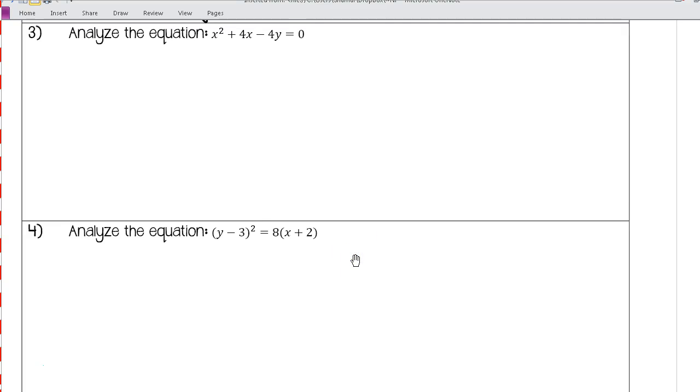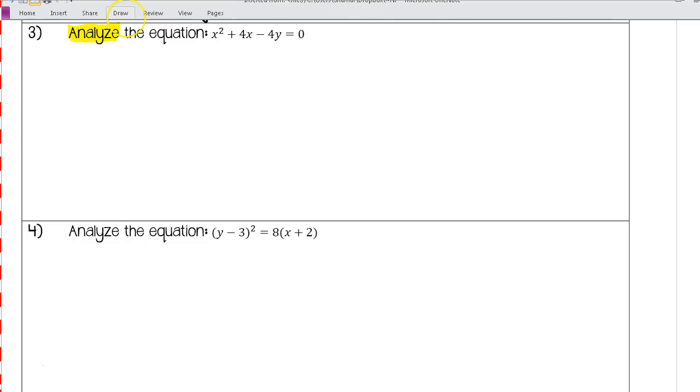And we want to analyze the equation. So when we see this word analyze, what we're basically going to be doing is finding all the important parts. We're going to put it in standard form. We're going to find the vertex, the focus, the directrix, the axis of symmetry. We're going to find the length of the latus rectum, and we're going to find the coordinates of the latus rectum. So anytime you see analyze, like number 4, which you're going to do on your own, you want to make sure you find all 6 of those things, including the standard form.